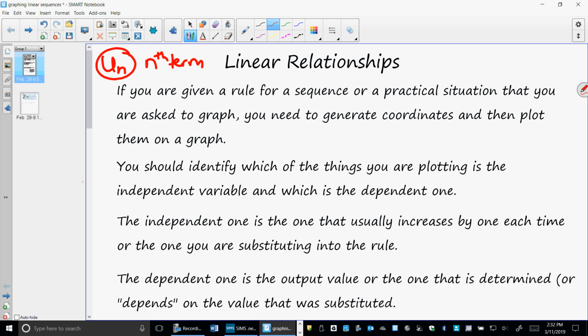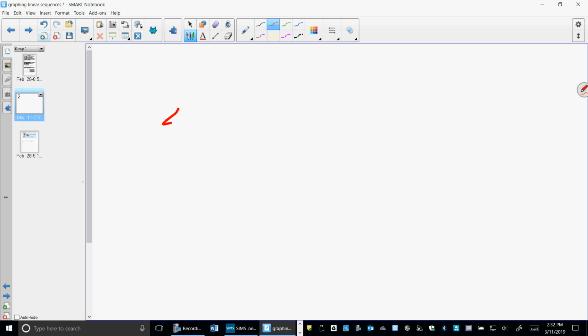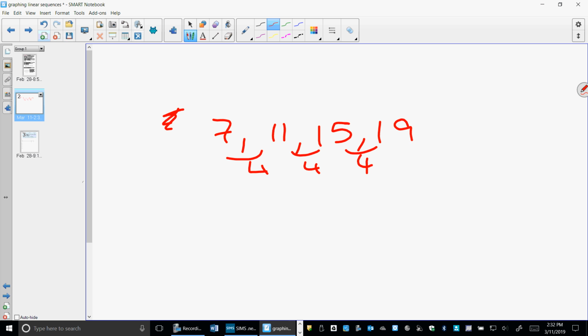So if this was our sequence, I can see there's a gap of 4 in between each of them. How would I start my rule off? What would my rule be? What importance does this number 4 have for the nth term? I'm trying to find the nth term. The 4 goes in front of the n. Good. So we would write 4n.